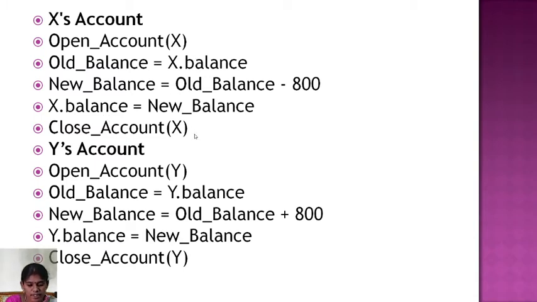So this is a simple transaction, and here the actions are: open the account, read the old balance, then old balance minus the transaction amount 800, then save the new balance to the X value, and then close the X account. So I am taking a series of five actions in this account, and that is called a transaction. In the same way, in the Y account I am adding 800 rupees to the old balance. The new balance is updated and stored in the Y account, and the account is closed. So this series of actions is called a transaction.